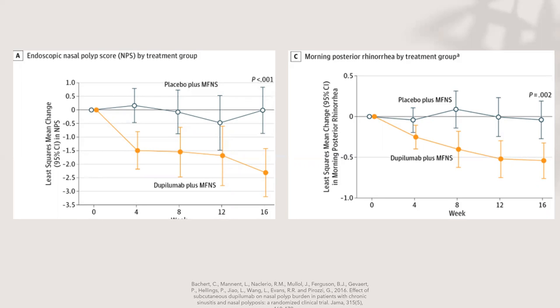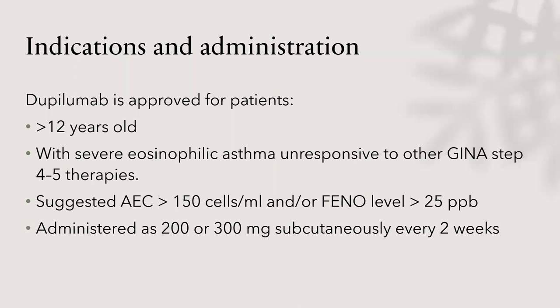So if you have a patient who comes in, they're giving you the symptom of polyposis, severe asthma that's uncontrolled, and you think they're more of an eosinophilic phenotype, this is the one you want to go towards. So who is it approved for? You have to have an age more than 12. You have to have that severe eosinophilic asthma. You have to have an eosinophil count of more than 150. And then this is given every 2 weeks.